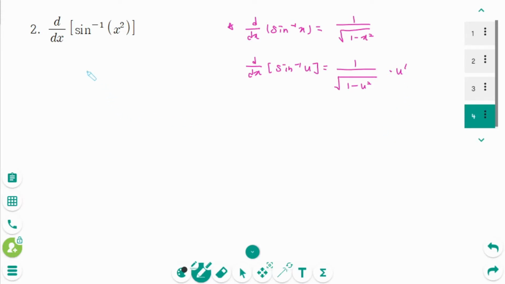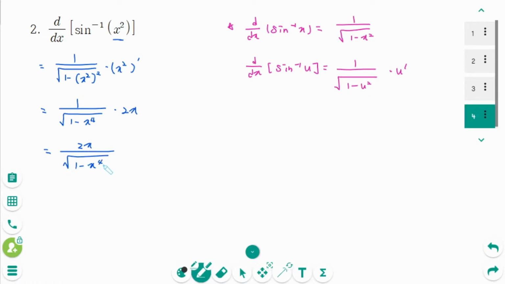Think of it as d dx of arc sine of u equals 1 over square root of 1 minus u squared, where the inner function u is x squared, times u prime, which is 2x, equals 1 over square root of 1 minus x to the power of 4 times 2x. The final answer is 2x over square root of 1 minus x to the power of 4.